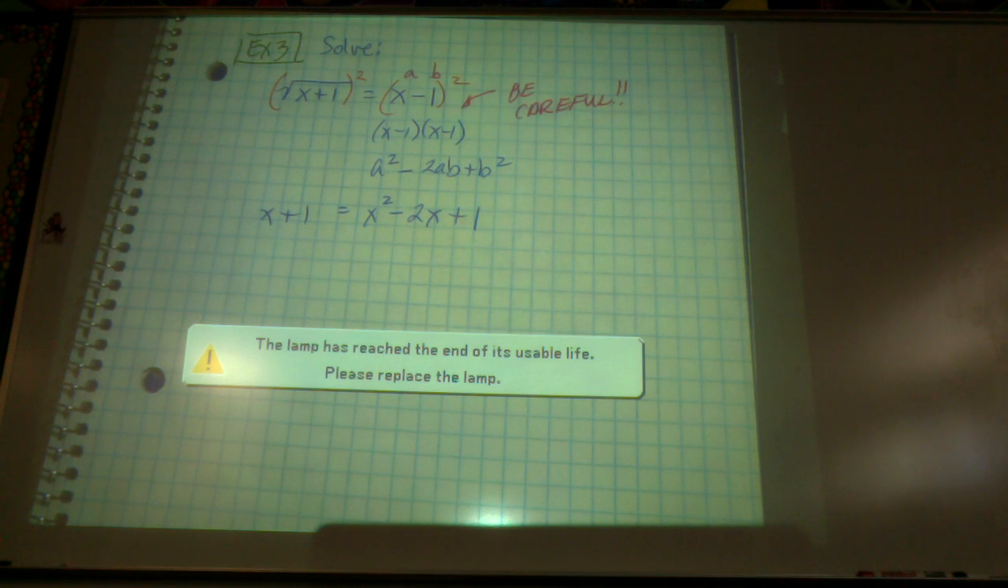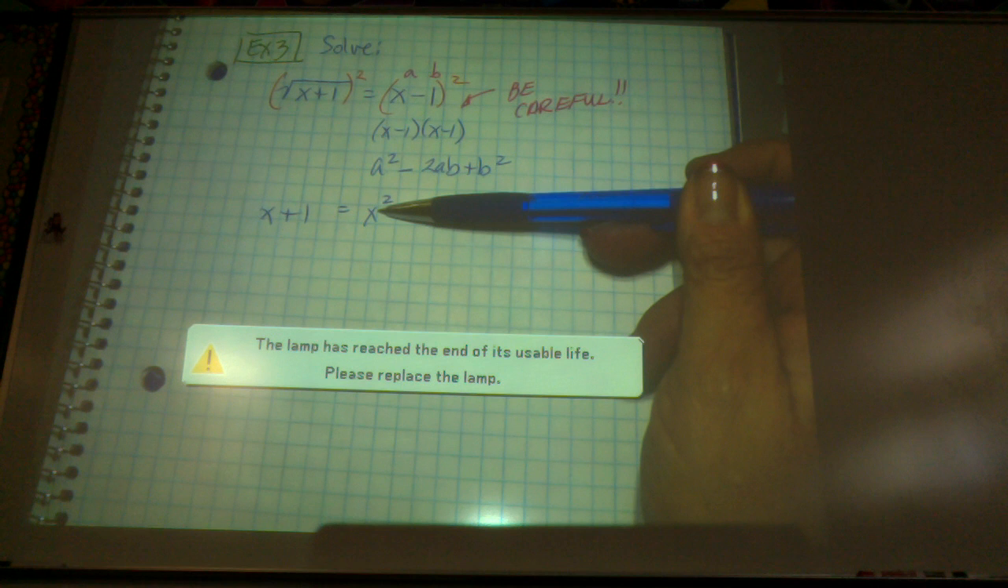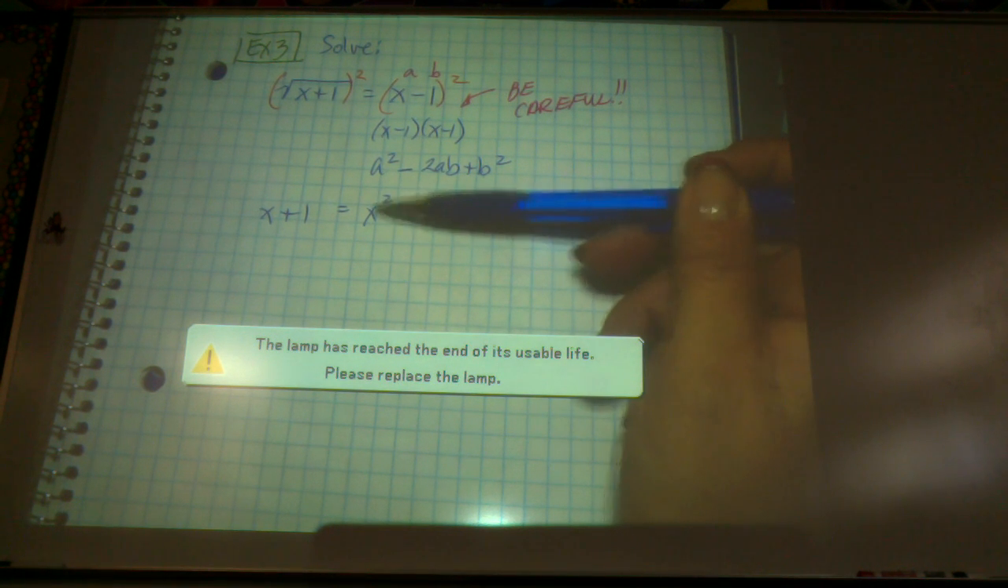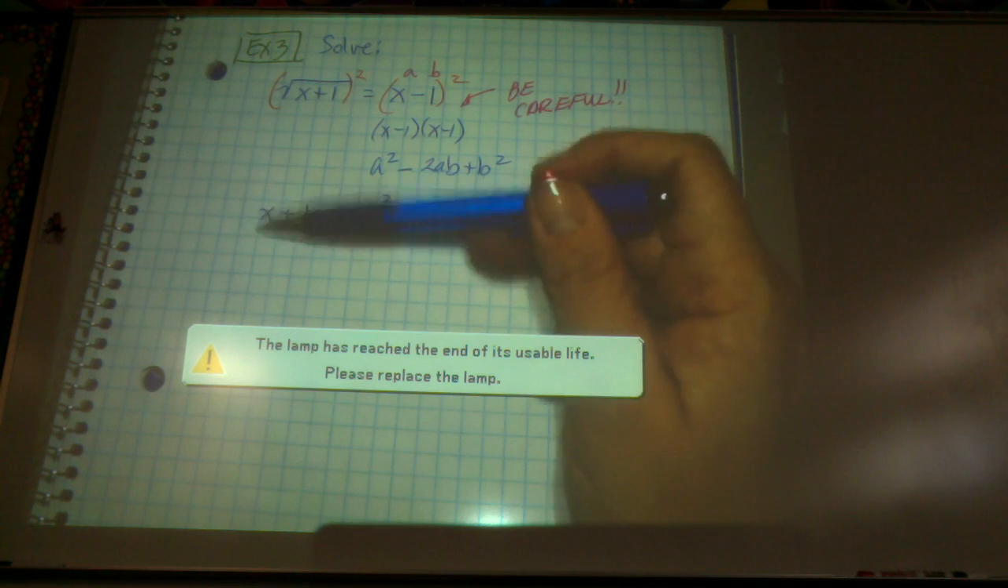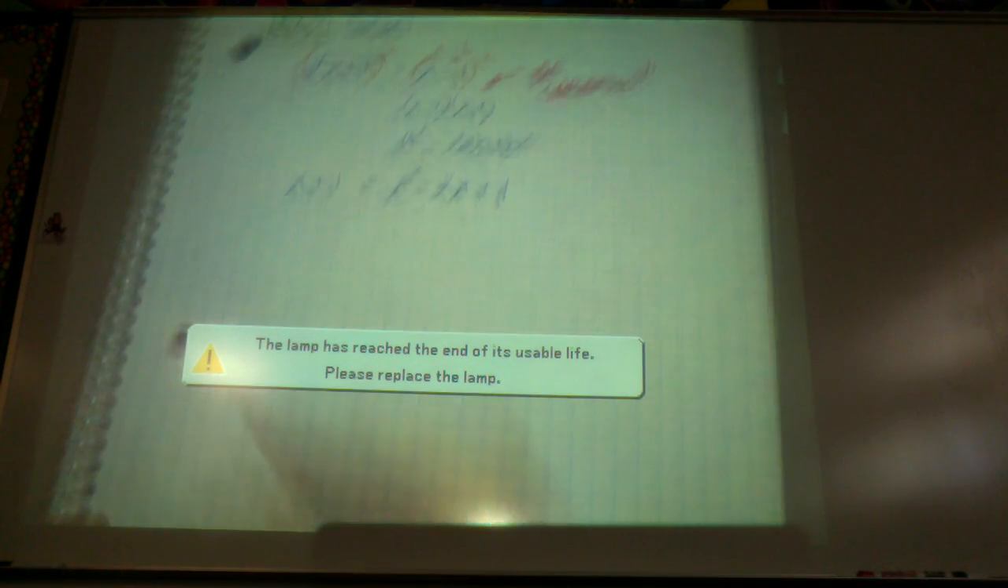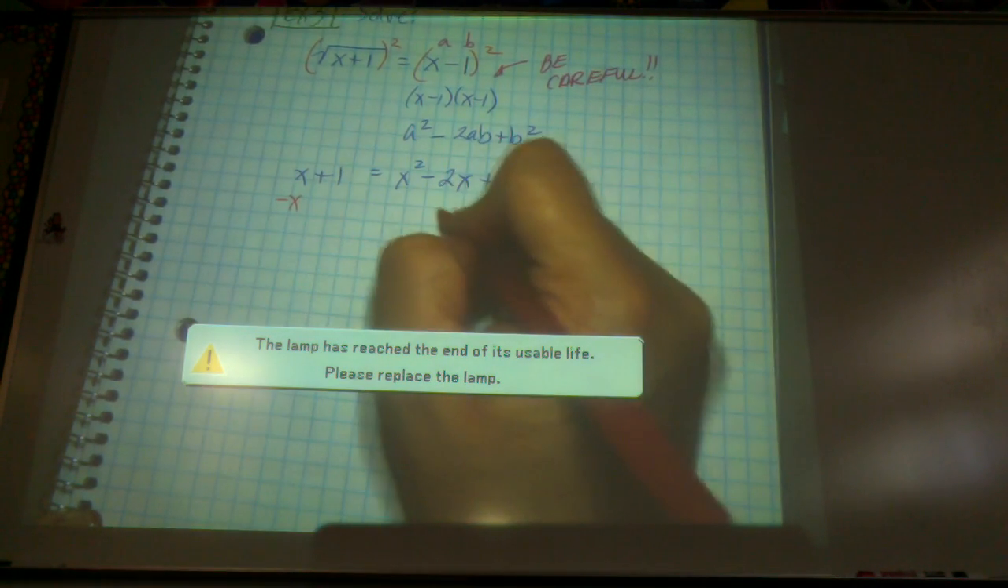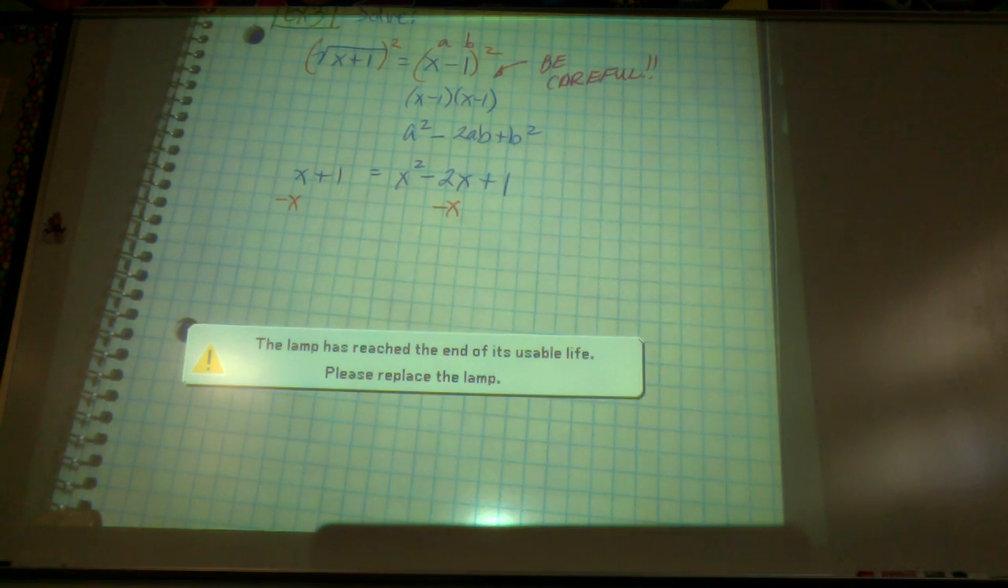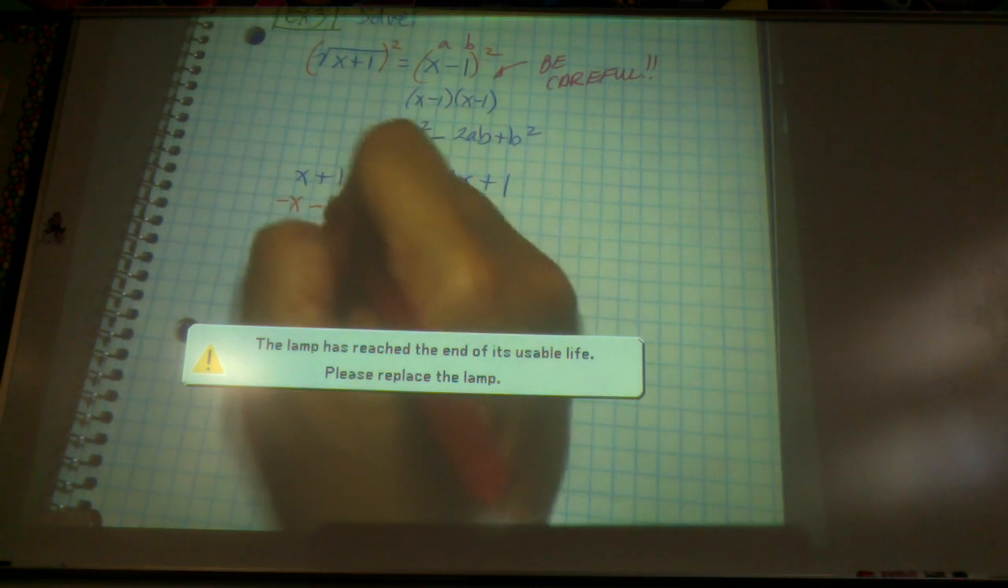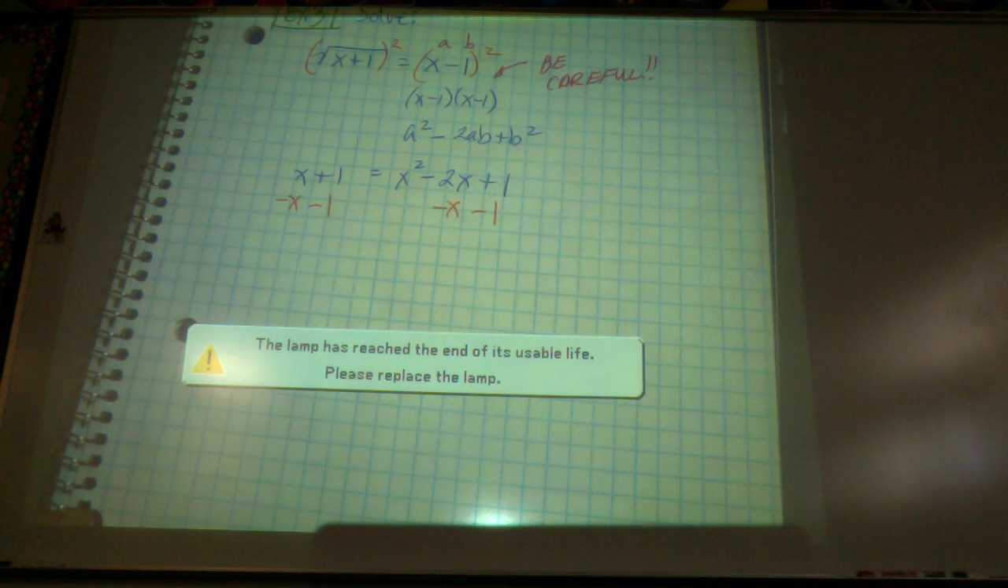Where is your squared term? On the right. Is it positive? So keep it there. That means anything else that's not on the right side, in other words, anything on the other side, has to be moved over here. So you're going to move the x, subtract x, line it up under its like term, and move the 1 by subtracting 1, and lining it up with its like term over here.